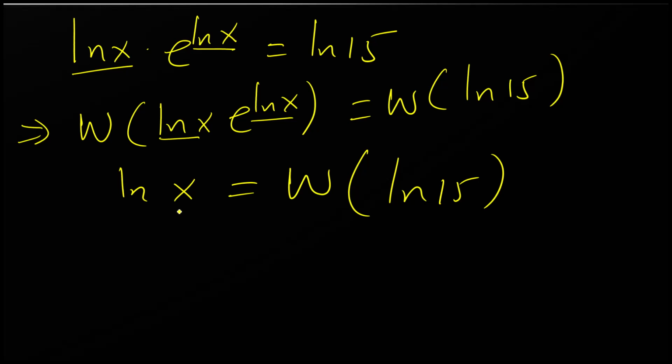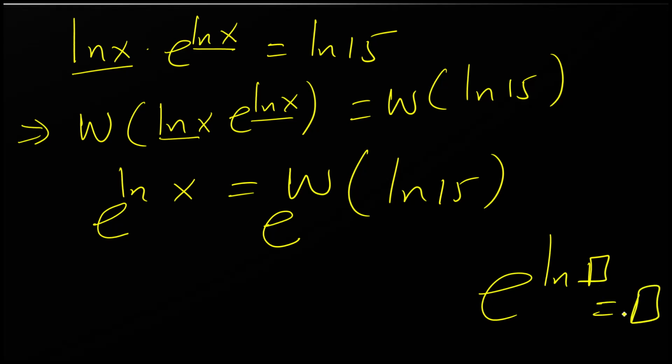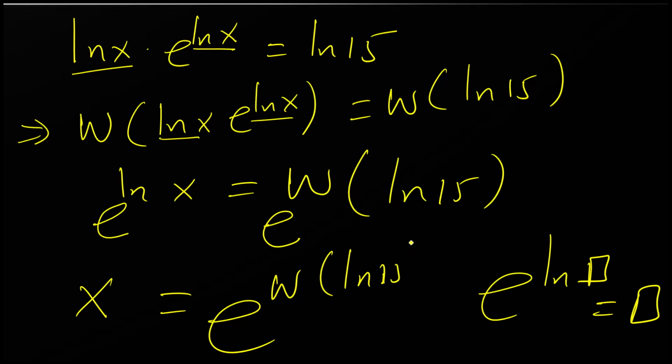Okay, so we have the x. What do we do? We have to dissolve this one. So I'll raise e to both sides. And once you do that, this side, remember the rule, is x. So this side will be x equals e raised to this. As simple as that. All right.